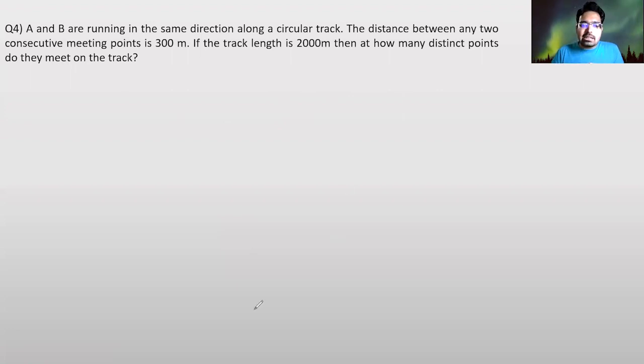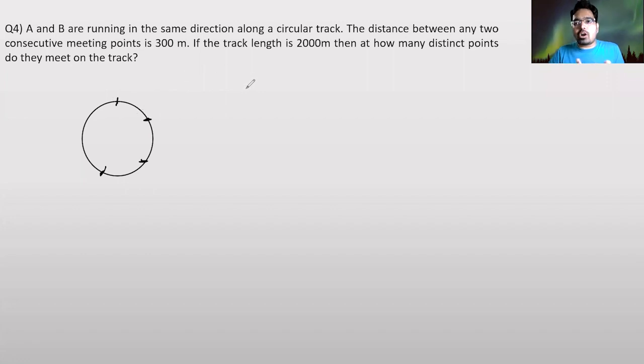Now, if the track length is 2000 meters, now think about it. This is your entire track and you are saying it is of 2000 meters. So at the end of 300 meters, they will be meeting for the first time. At the end of 600 meters, they will be meeting for the second time. Then 900 meters, they will be meeting for the third time, so on and so forth, right? Now, of course, your 2000 is not a multiple of 300. That means once they come back over here, they will have to jump and will meet somewhere in between these 2 points as well, right?